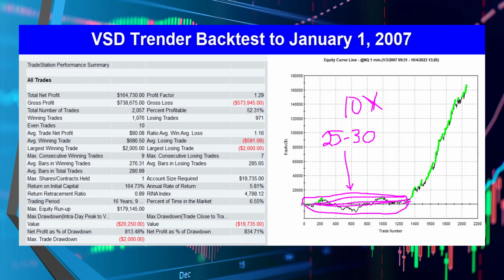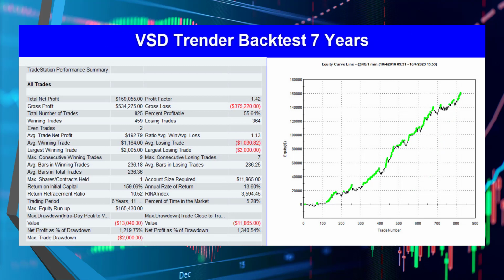We're going to look at the last 3 years and the last 7 years on this back test so that you can see the relevant time period. And here is the VSD Trender back test going back 7 years. You can see the average trade profit is boosted on this. It was $80, which is not much on the Nasdaq, but considering you have to consider historic volatility in ranges with current volatility in ranges, 80 is not great now. It would have been great in the past, but $192 is a good average trade profit.